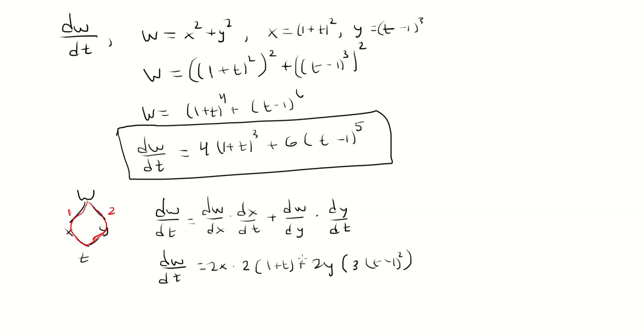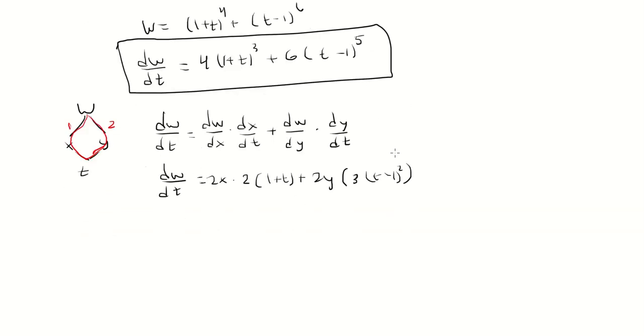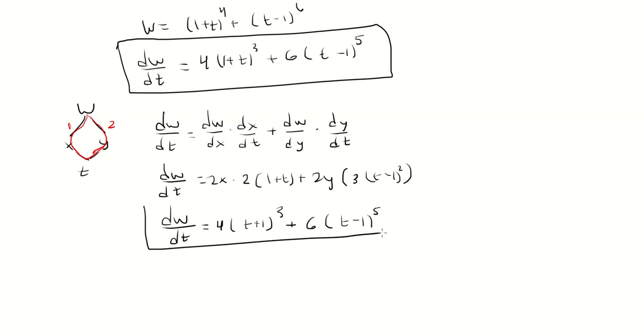Now we can replace x and y. So x is 1 plus t squared. Y is t minus 1 cubed. But first we'll multiply 2 times 2 is 4. And then x we said is t plus 1. This will be t plus 1 squared, times t plus 1 is t plus 1 cubed. And then we have 2 times 3 is 6. Y is t minus 1 cubed. So t minus 1 cubed times t minus 1 squared is t minus 1 to the fifth. And so either way, we end up with the same answer.